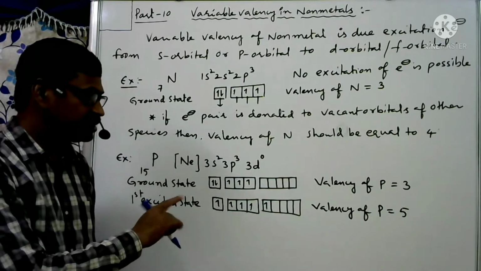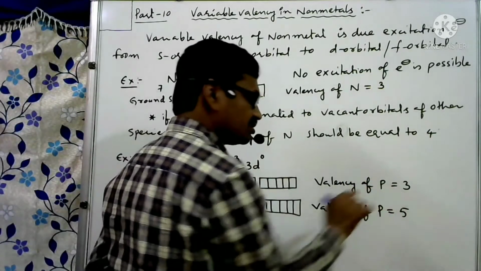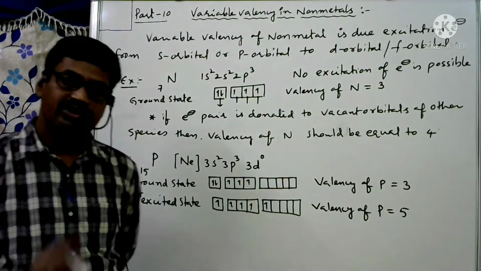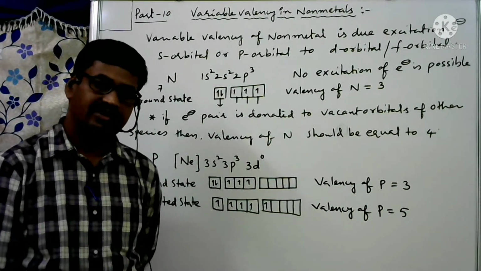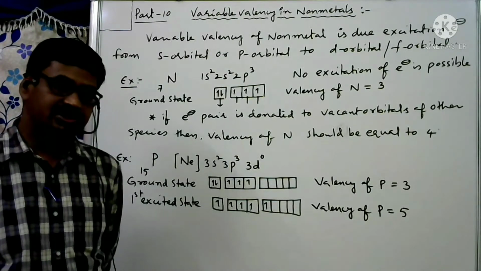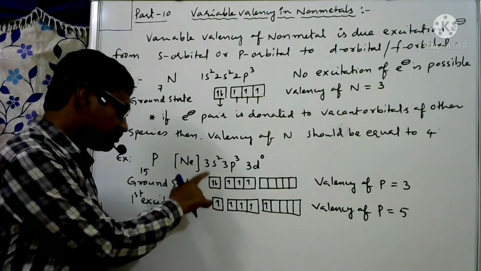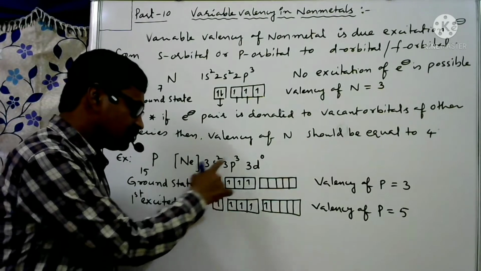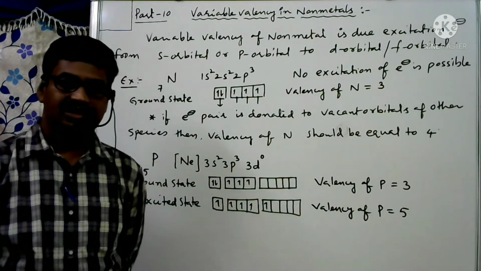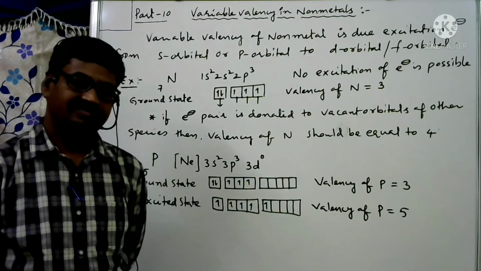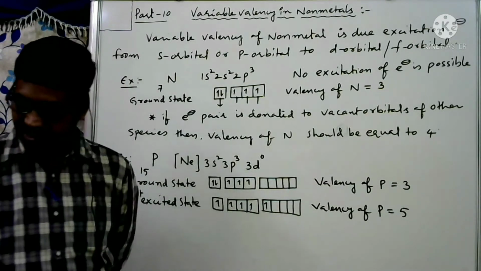So like this it can show 2 valencies. Showing otherwise exhibiting more than one valency is nothing but variable valency. Variable valency in nonmetals is due to excitation of electrons from s orbital or p orbital to vacant d orbital. In few cases we can expect f orbital, but very rare. Okay, this is one example.